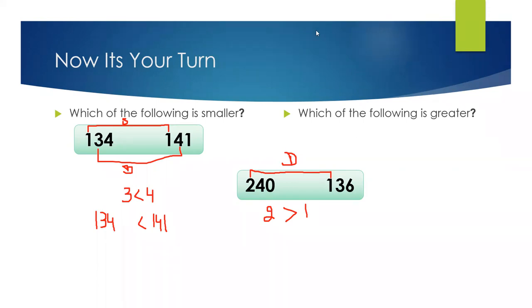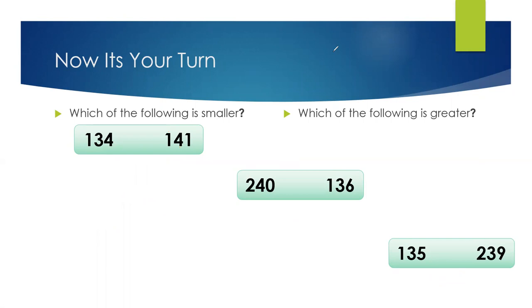Now let us move towards our third pair of numbers. Here is 135 and here 239. So start comparing from the highest place value. Here 1 is smaller than 2. If 1 is smaller than 2, then we can say that 135 is smaller than 239. Clear all, and that's it.